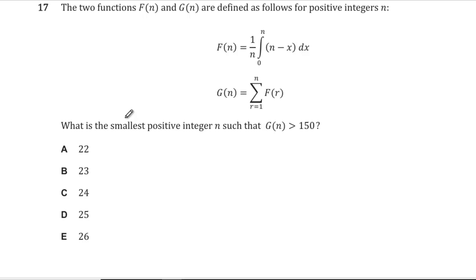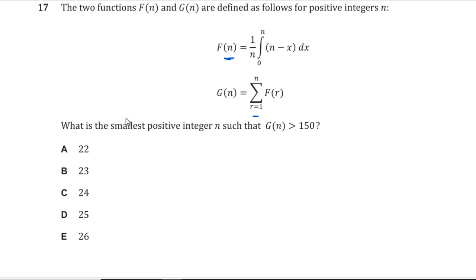Two functions f of n, g of n are defined as follows. What is the smallest positive integer n such that g of n is greater than 150? Right, so what are we doing? So we're integrating something here. And then we're adding up all of those integrals.